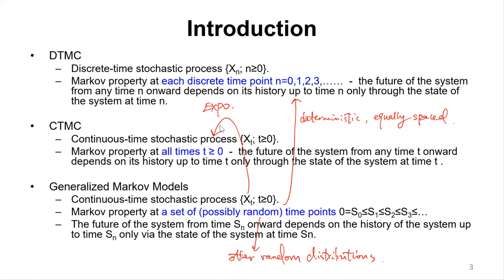Okay, so the main difference: this one has discrete time points, equally spaced 0, 1, and at each time you have a transition probability to all other states. And here, the continuous time Markov chain is indexed by t, and the inter-arrival or waiting time at a particular state, the holding time or sojourn time, is exponential. But here, the sojourn time has a general random distribution.